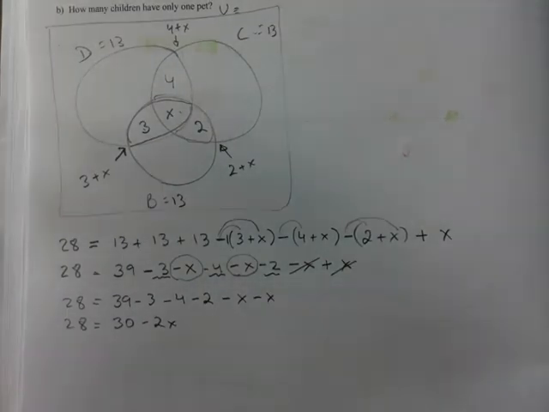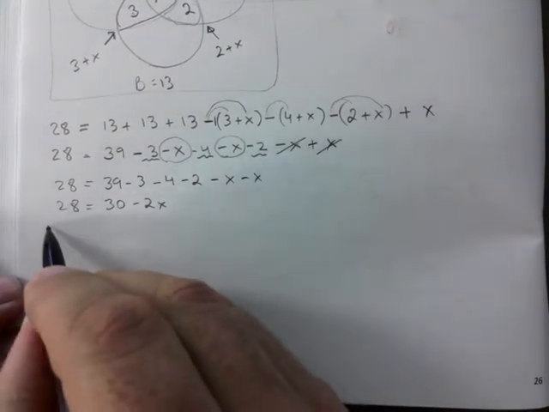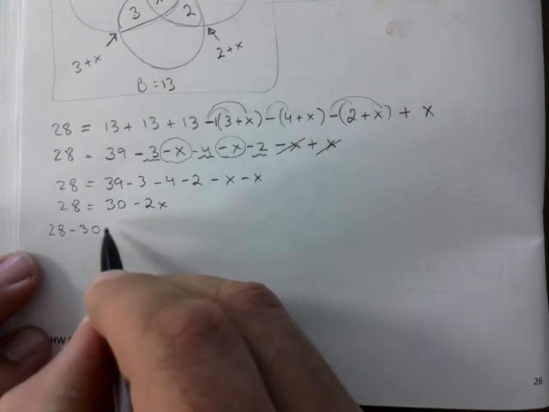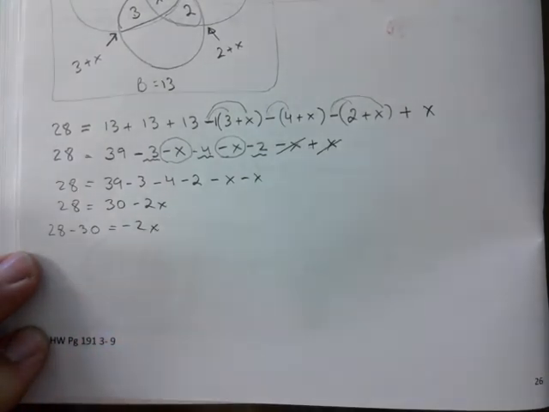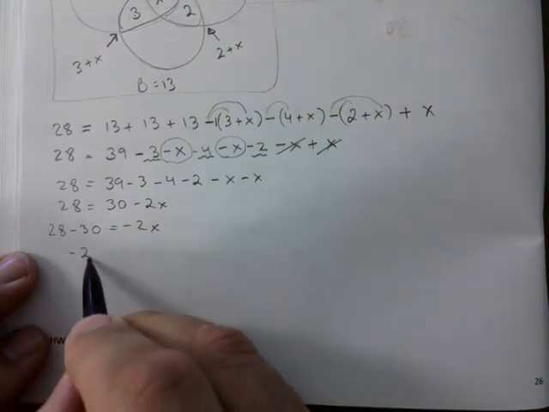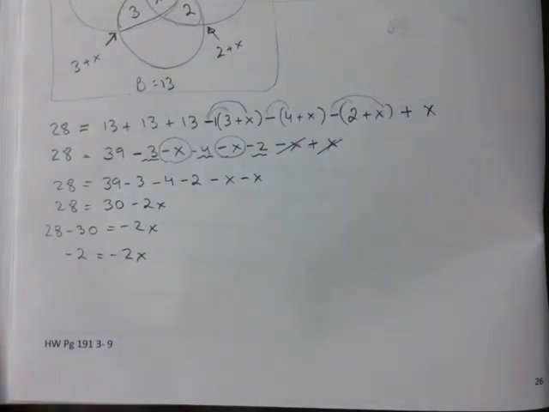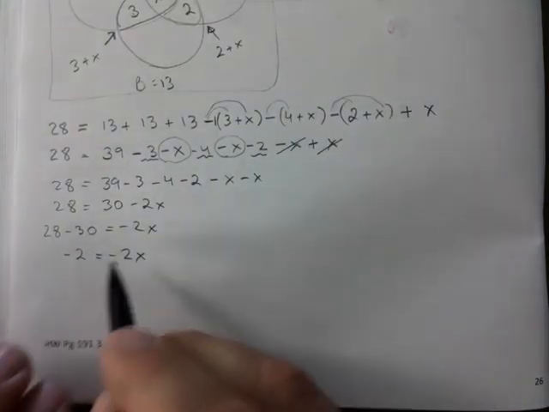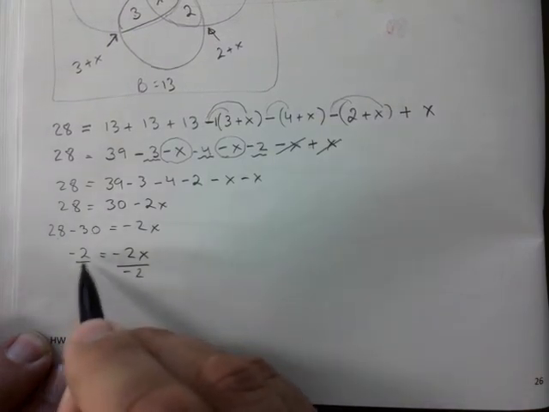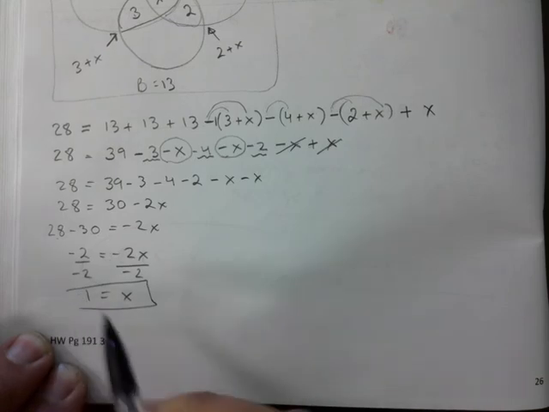Okay, let me just bring that up a little bit. And then you bring the 30 over, so it's 28 minus 30 is equal to -2x. You should maybe panic a little bit at this point, but not really. 28 minus 30 is -2. Phew, right? If you have both sides negative, you're okay, because it's going to cancel out. So we're going to divide by -2, divide by -2. x is equal to 1.